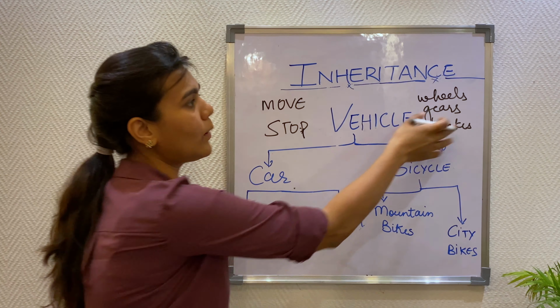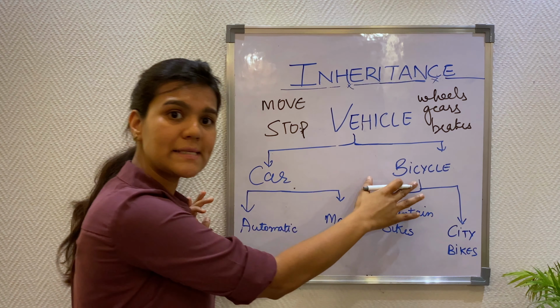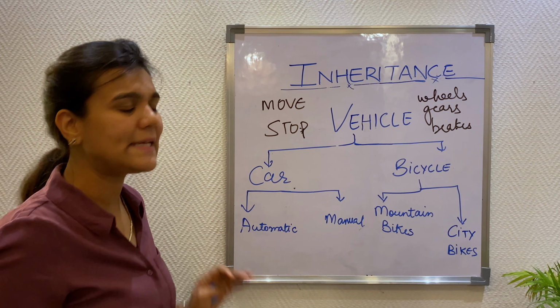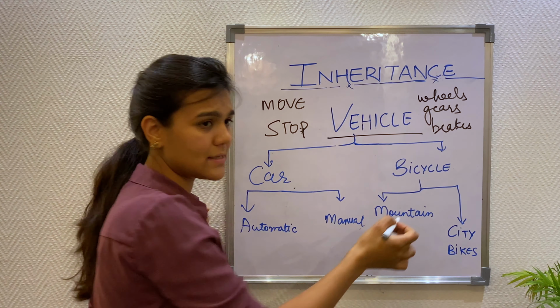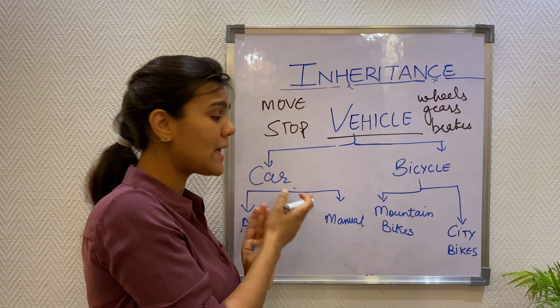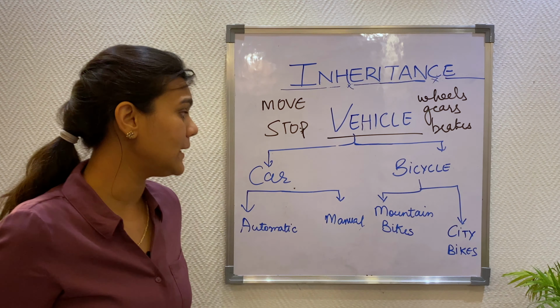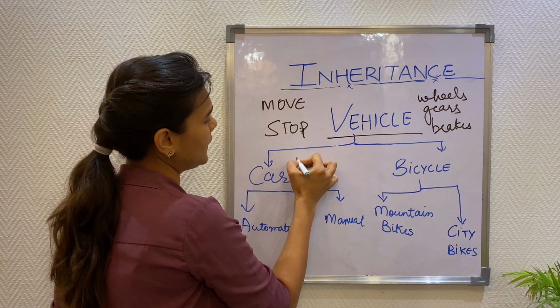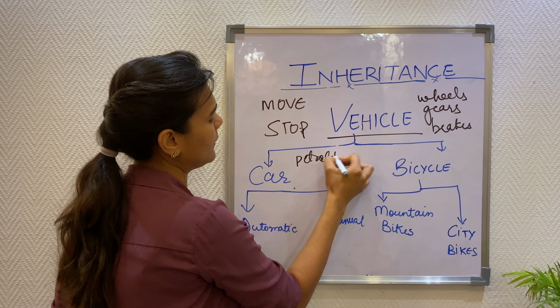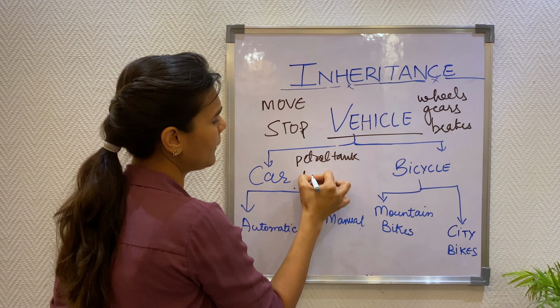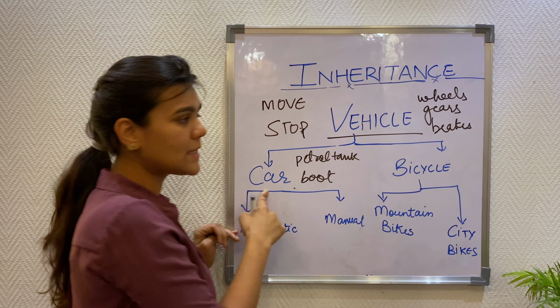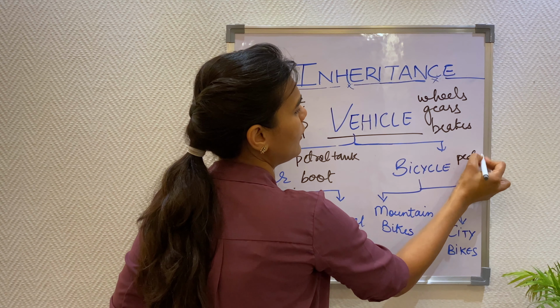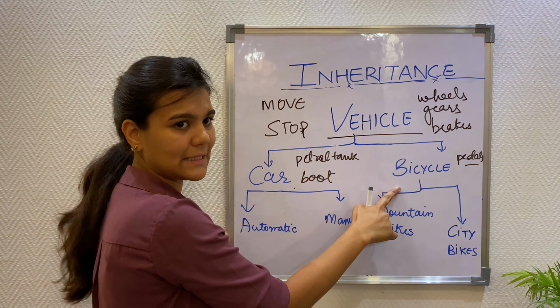So either I copy all this code into my car and bicycle class, or I can simply extend my vehicle class and get all these properties automatically. And then I can have my unique properties in the class like petrol tank, boot for the car class, and pedals for the bicycle class.